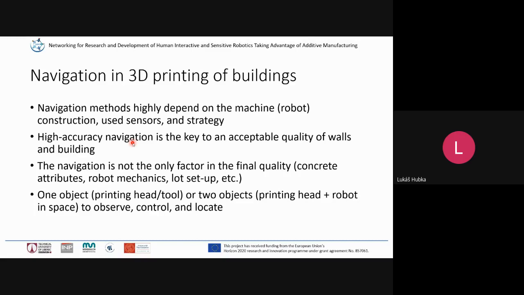But the accuracy, so the final quality, let's say, of the walls, for example, of the whole building, is not only a question of the navigation or the sensors. Of course it's a complex task, because you need to have a really good construction of the printer. You need a really good mixture of the concrete with adequate properties, and so on. So the navigation itself is only, let's say, one part in the whole puzzle.